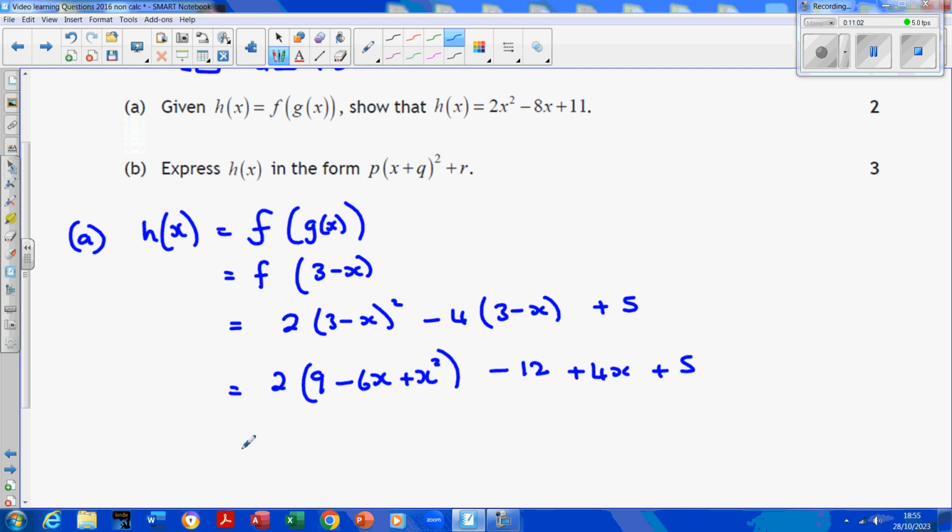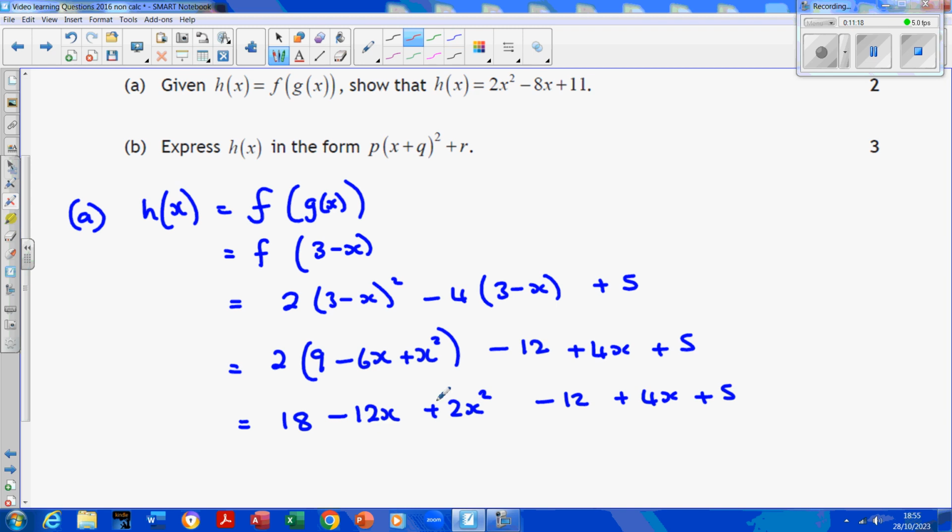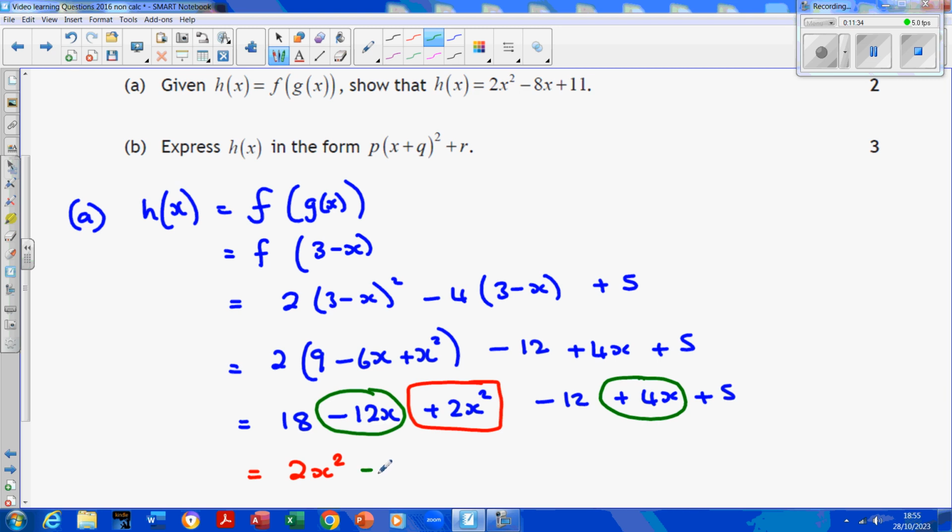So 2 times 9 gives us 18, 2 times negative 6 is negative 12x, and 2x squared. And then we've got minus 12 plus 4x plus 5. So we'll gather the x squareds, the x's, and the numbers together. There's one term with an x squared in it, so we've got 2x squared. Then we'll gather the terms with x's. So I've got minus 12x plus 4x, which gives me minus 8x.